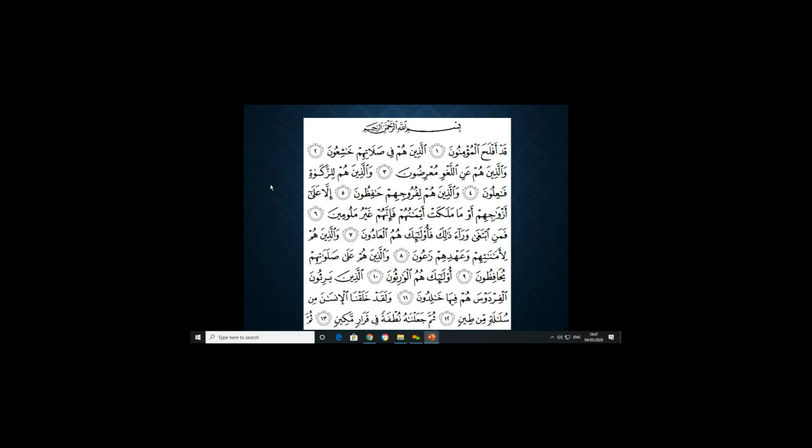Alladhina, so this ya is preceded by dal with kasra. So this is mad letter. Maddi, ya maddiya. Alladhina hum fi. Again, this ya is maddi because of kasra on fa preceding it. Fi salatihim, alif sakina, preceded by fatha.